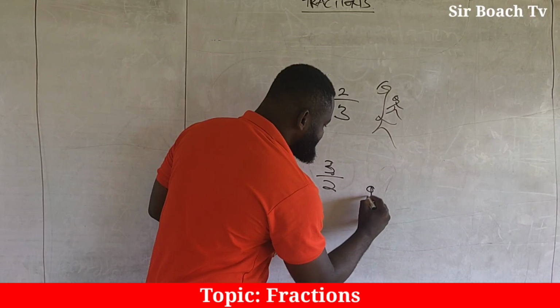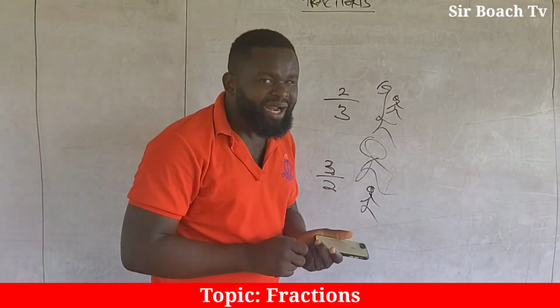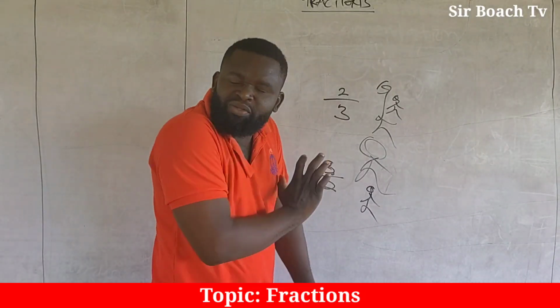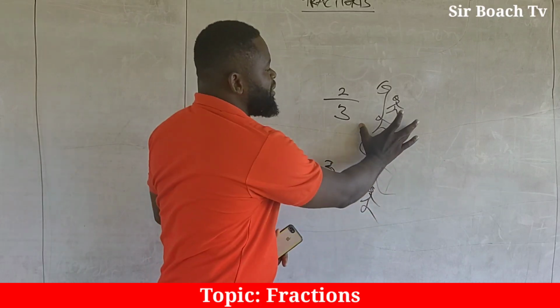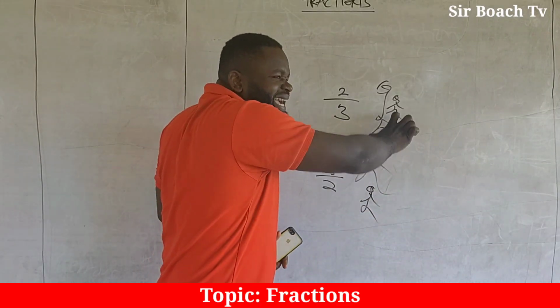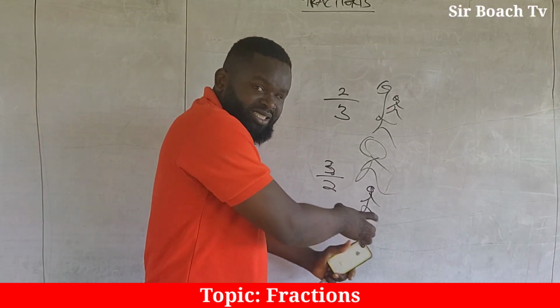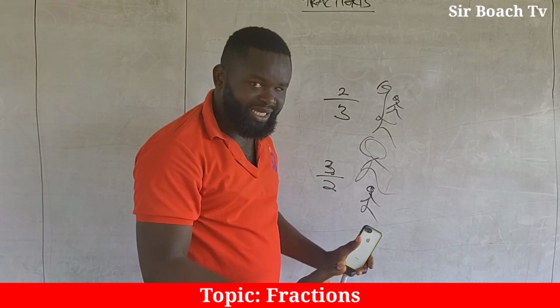Because if the child is carrying the big mother, it's not right. But in maths, we call it what? Improper fraction. So that's the difference between proper and improper fraction. Proper fraction is simply when the mother carries the baby. And improper fraction is what? When the baby carries the mother. So simple like that. I hope it's clear.